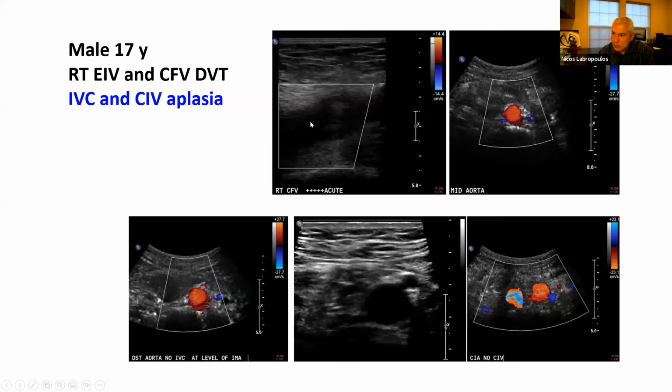And you see the acute thrombus in the right common femoral vein. The vein is dilated and has echolucent material.